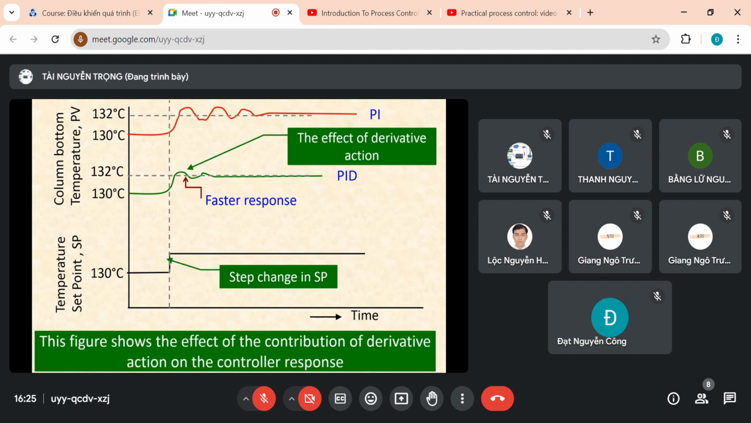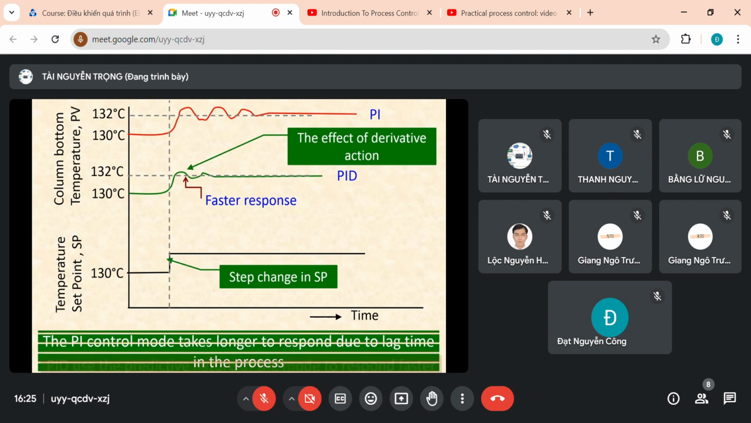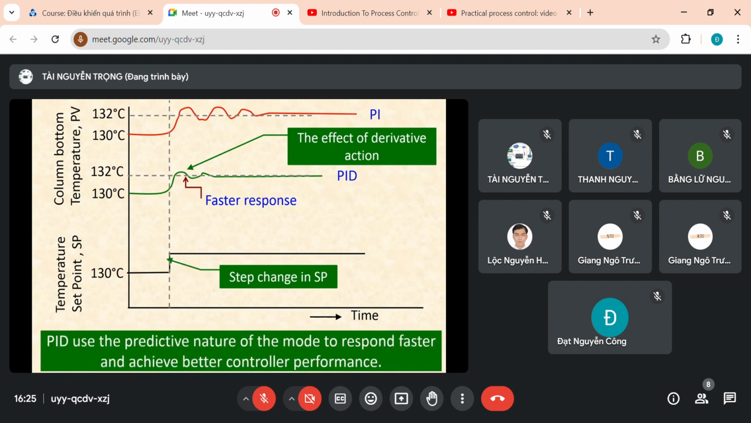This figure shows the effect of the contribution of the derivative action on the PID controlled response. The P control mode takes longer to respond due to lag time in the process. PID uses the predictive nature of the derivative mode to respond faster and achieve better controller performance.